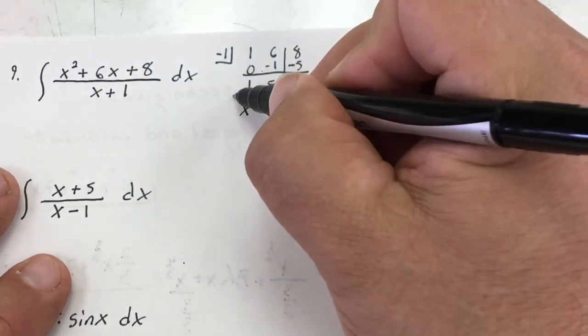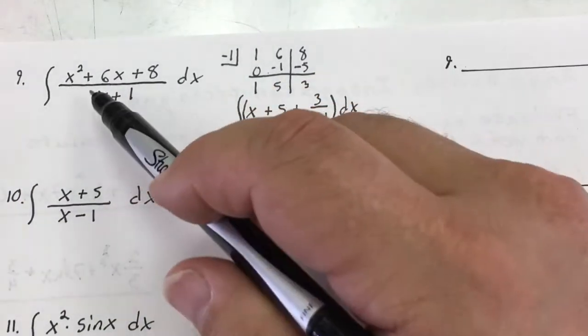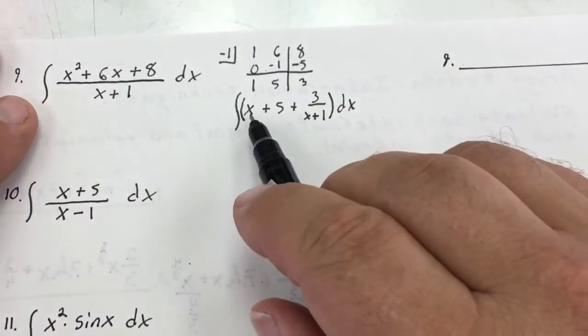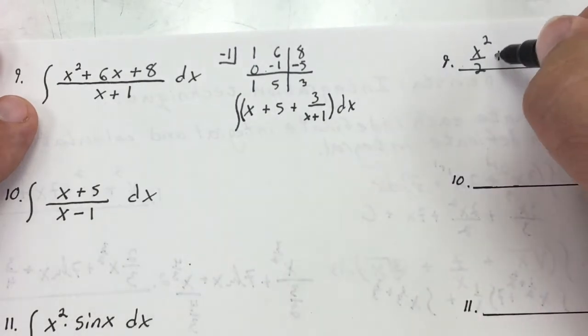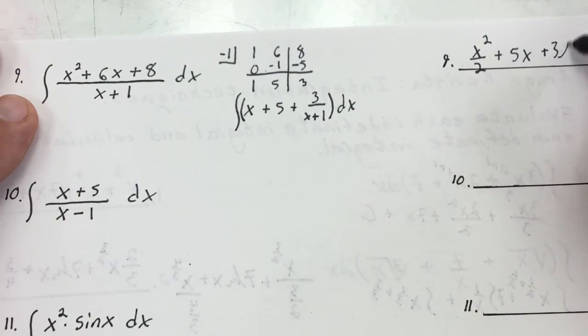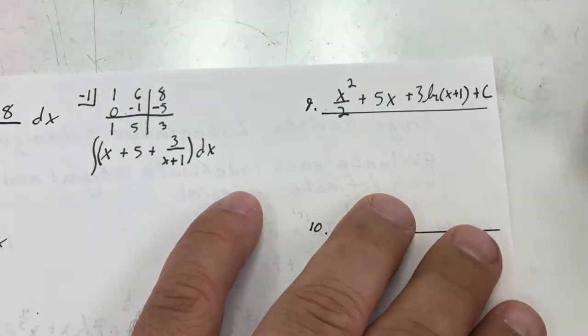And now that's going to be my new integral of this whole quantity. And notice, I couldn't have used u sub or anything fancy over here, but now this integral is not that bad. The integral of x is x squared over 2. The integral of 5 is 5x. And the integral of 3 over x plus 1 is 3 ln x plus 1. Don't forget, since we're done, plus c.